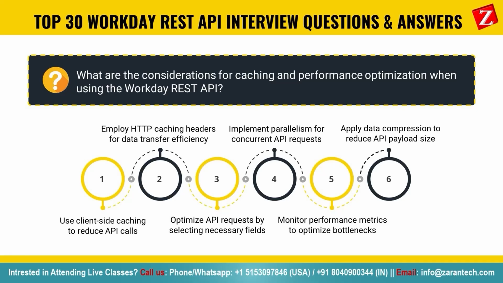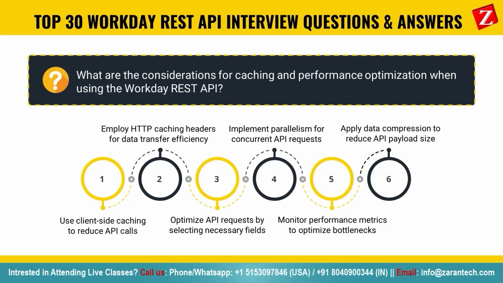For instance, if an HR system experiences slow response times when fetching employee records, monitoring performance metrics can help identify the root cause, such as inefficient API calls or network latency. Lastly, applying data compression techniques can reduce API payload size, resulting in faster data transfer and improved performance. Techniques like gzip compression can significantly reduce the size of JSON payloads without sacrificing data quality.